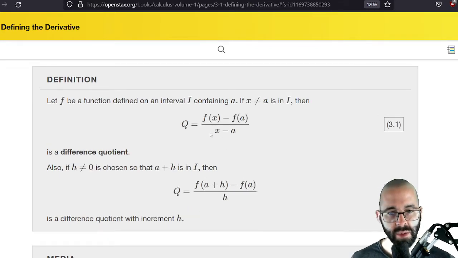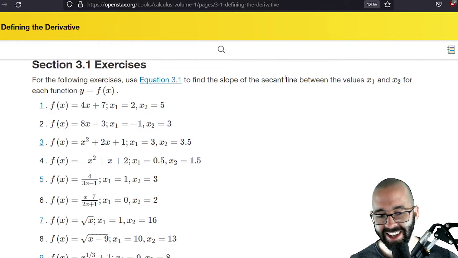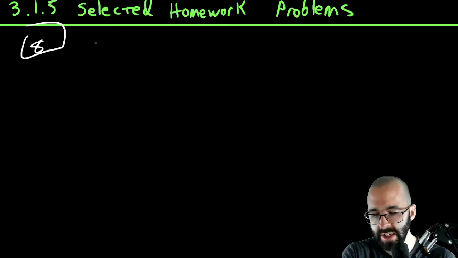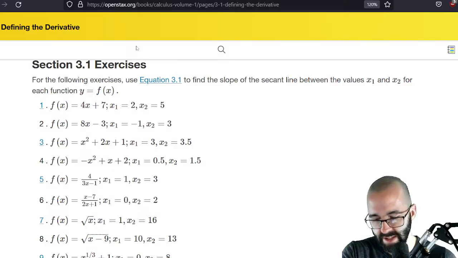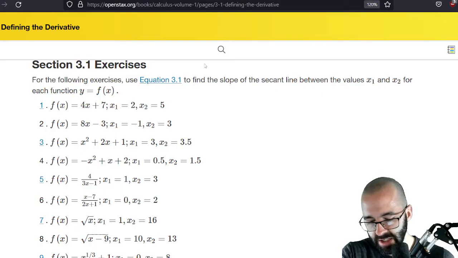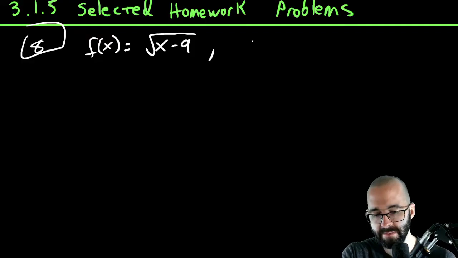So this is one of the first formulas that we used. Difference quotient, average rate of change, slope of the secant line. Use that equation to find the slope of the secant line between the two values for the function. This is the same as before in an earlier section. Okay, so our function in number 8 is f of x equals the square root of x minus 9. And we're looking specifically between 10 and 13.